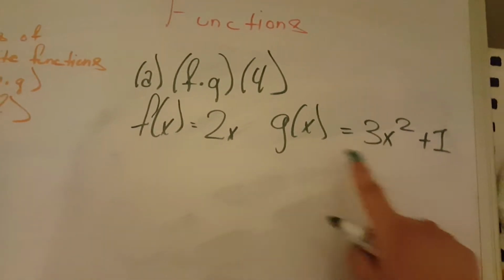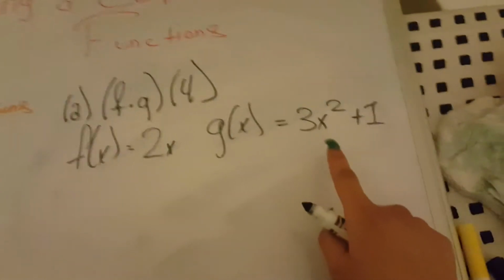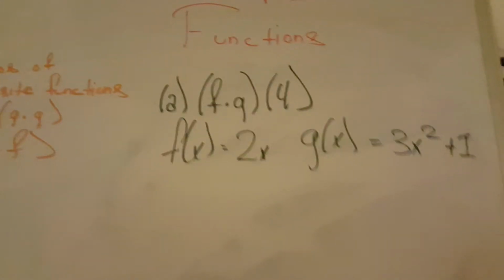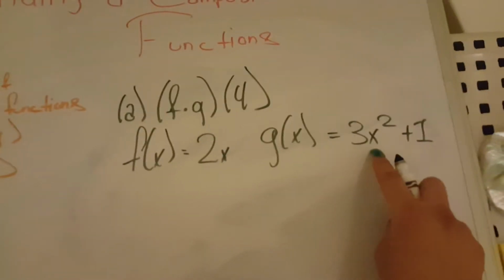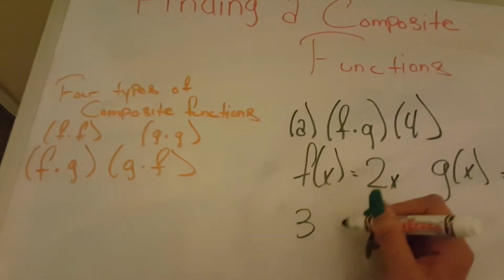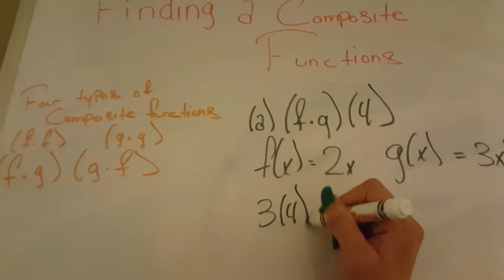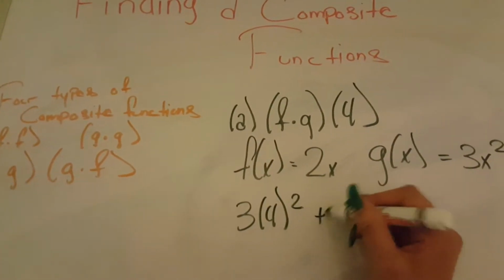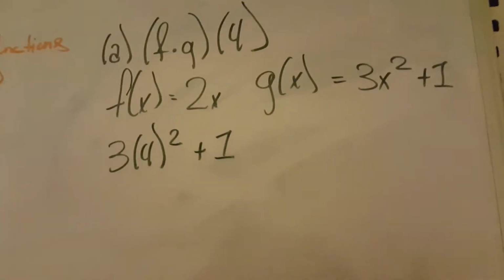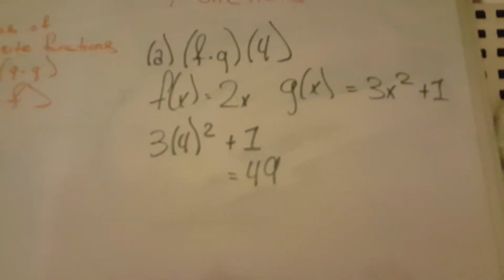You're going to go down here and look at the formula for g of x. Since we're starting with g, we use g of x, which is 3x squared plus 1. We're going to substitute x with 4. Instead of 3x squared plus 1, we're going to have 3 times 4 squared plus 1. This equation gives us 49.